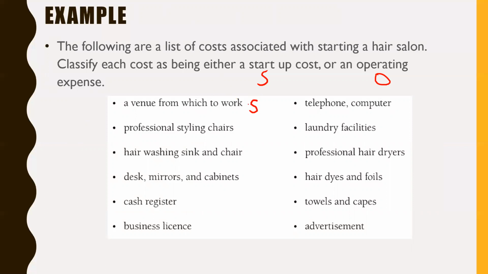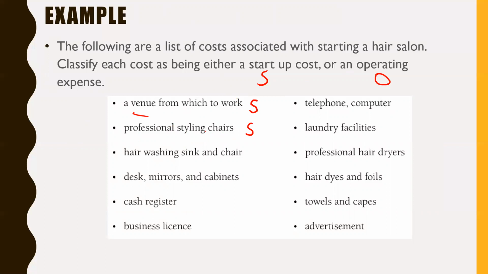Now, again, if there's rent involved, that'll become an operating expense. But generally speaking, finding your venue in the first place, that's going to be a startup cost. Professional styling chairs. So in other words, the chairs that you're going to cut people's hair in, right? That should be also a startup cost, right? It's not going to be an operating expense.